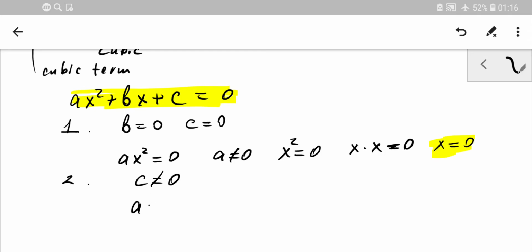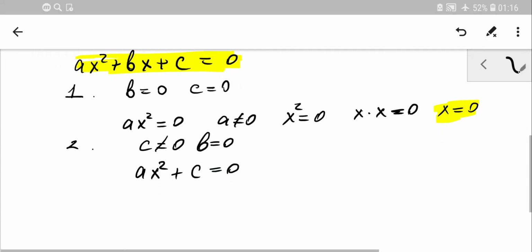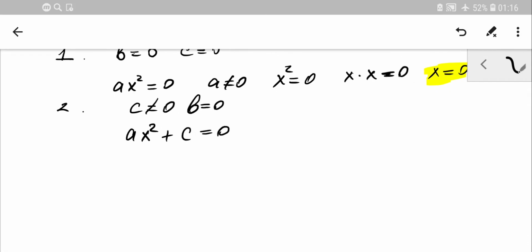We'll get the following: ax squared, and b is 0, so plus c equals 0. Okay, so how to cope with that? Simply, you just need to transfer as with a normal linear equation. Just remember linear equation basics. If not, try to go back, because this is very significant, and before starting quadratics, you need to be very well versed with linear equations.